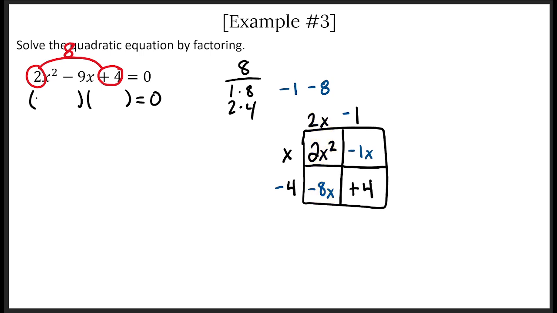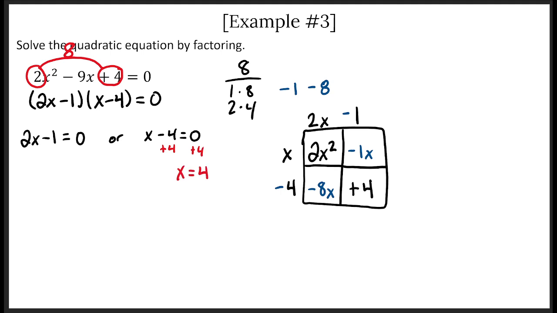Holy cow, that was a lot of work. 2x minus 1 is one factor. X minus 4 is another factor. If I'm solving these properly, I need to set each of these factored expressions equal to 0 independently. 2x minus 1 equals 0, or our answer could be x minus 4 equals 0. And solving these, x minus 4 equals 0, that's an easy one. We just got to add the 4. X will equal positive 4. That is one of our possible answers.